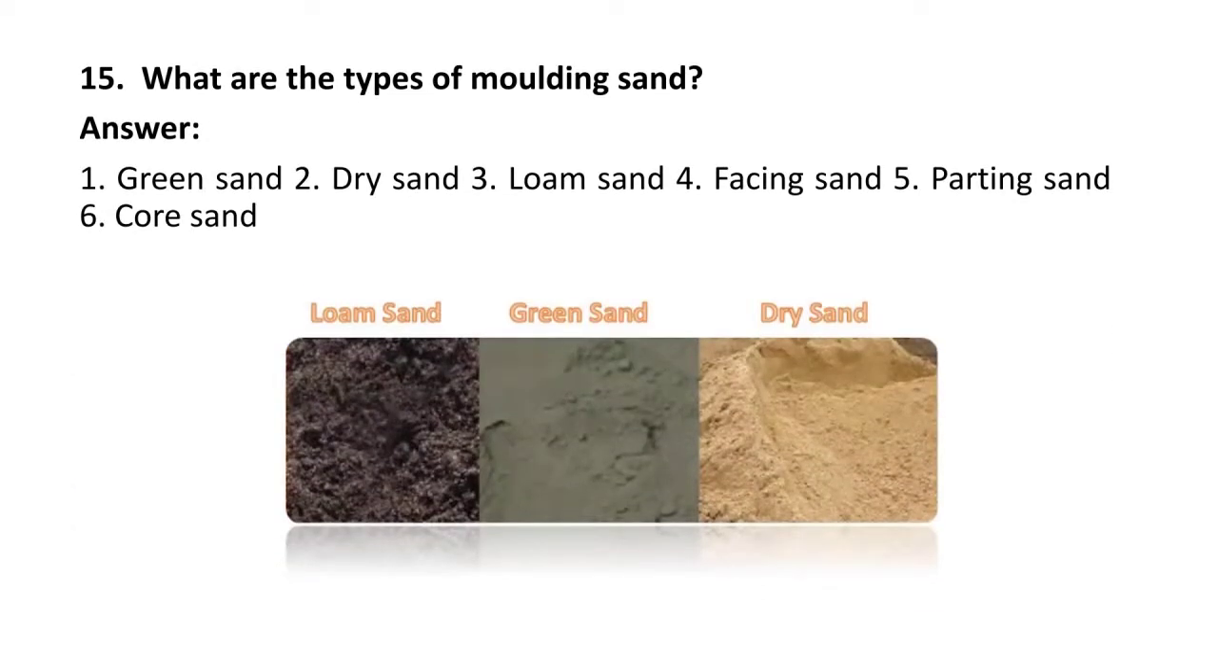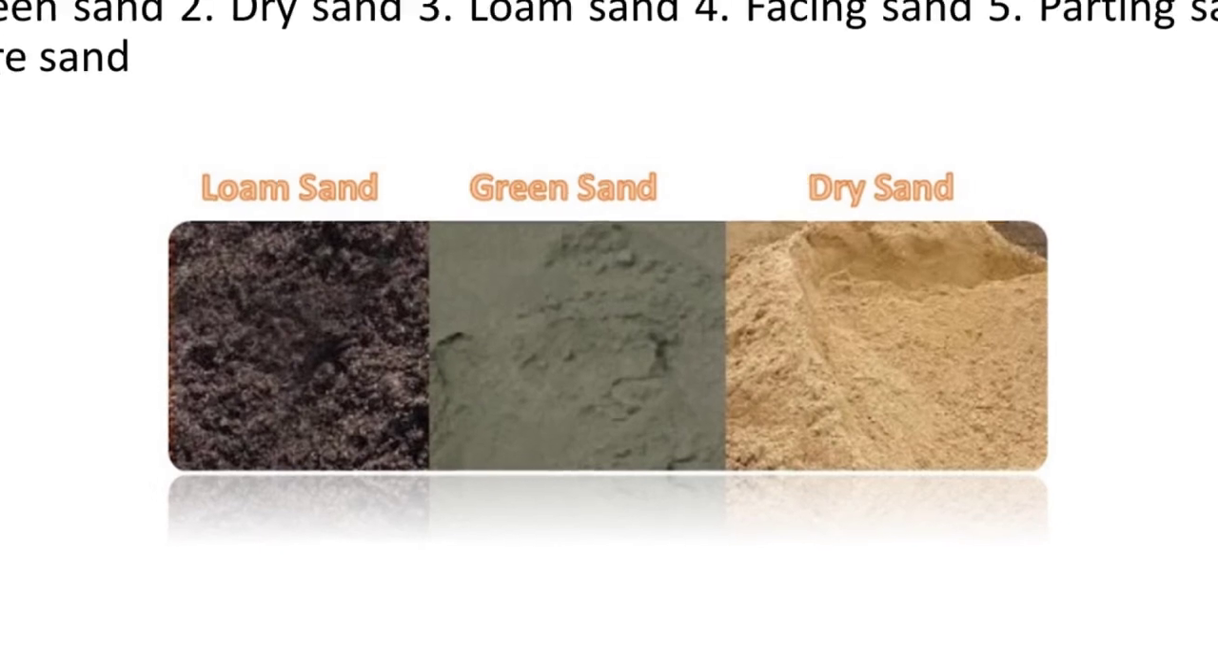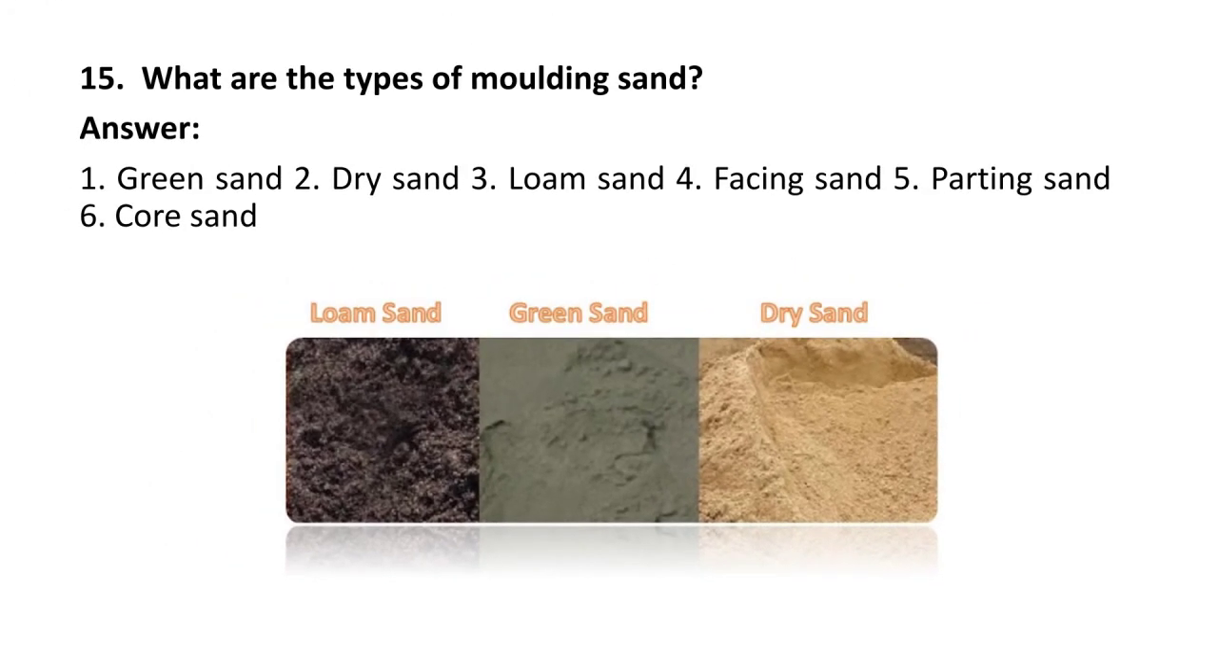Next question, what are the types of moulding sand? So here you can see the different types of moulding sand, that is green sand, dry sand, loam sand, facing sand, parting sand and the core sand. So here you can see the loam sand, green sand and the dry sand. These are nothing but different types of moulding sand.